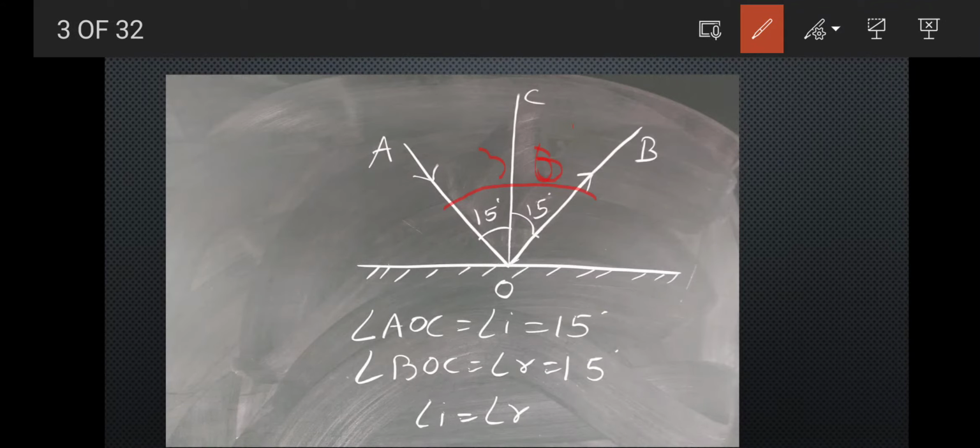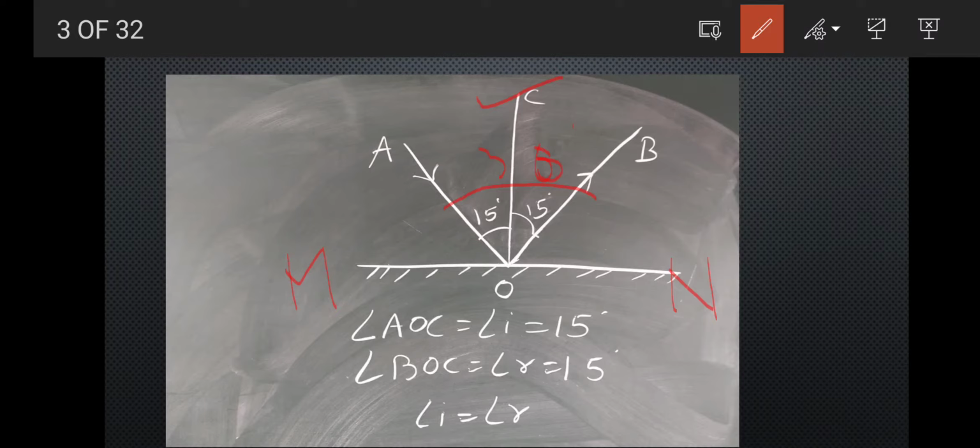And this one is the normal. This line is normal to the mirror, so here you write M and here you write N. So CO is normal to MN, or we can say CO is perpendicular to MN. MN is the mirror. When it is normal, it will divide this 30 degree angle into two equal parts.